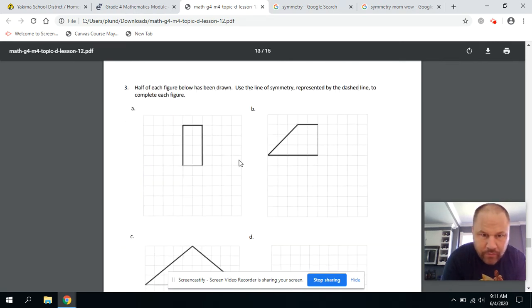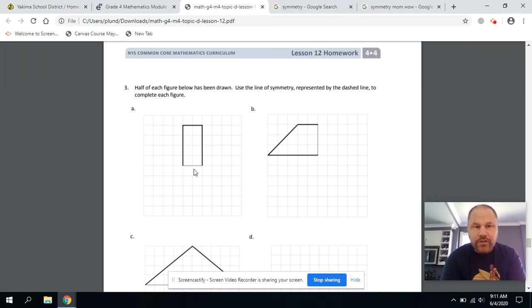They give you grid paper to help you do it. On this one you can count exactly the amount of squares to make it symmetrical. They've given you half. So here you can count: there's 1, 2, 3, 4 squares. So you count out 1, 2, 3, 4, and it goes over 2. So you go over 2, and now you have a symmetrical figure, meaning that if you folded it, it would be equal.